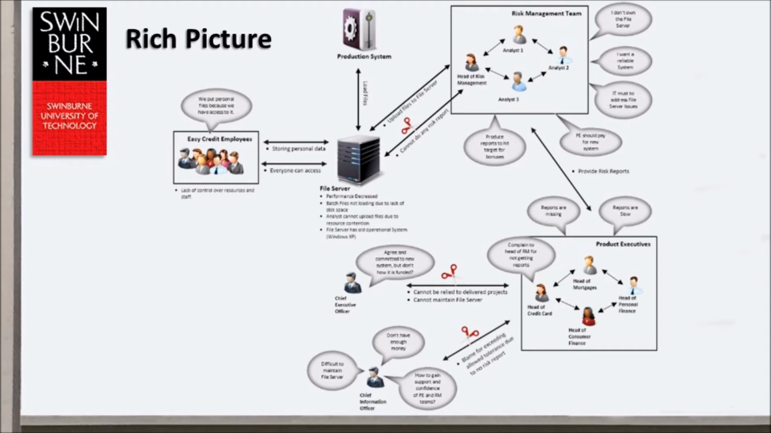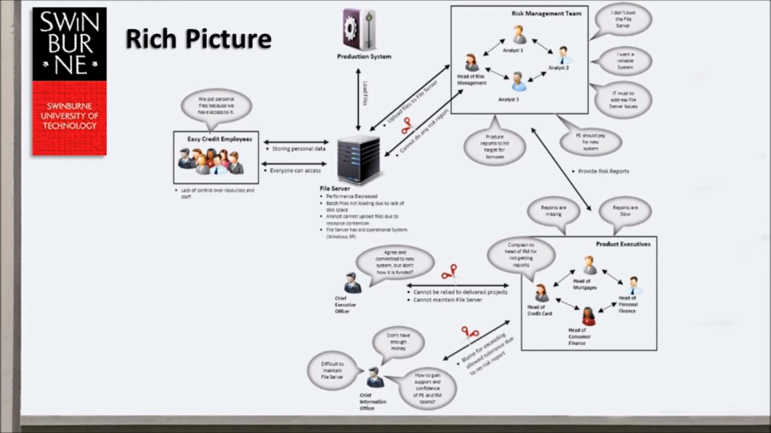The risk management team needs the file server to produce reports and provide them to product executives. They upload files to and from the file server. The file server loads files from the productive system to generate reports for the risk management team.